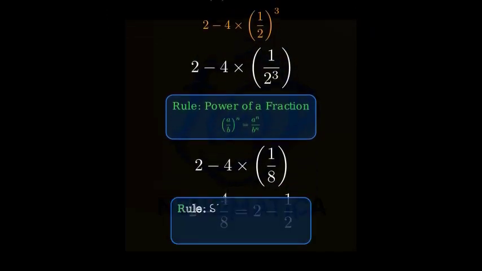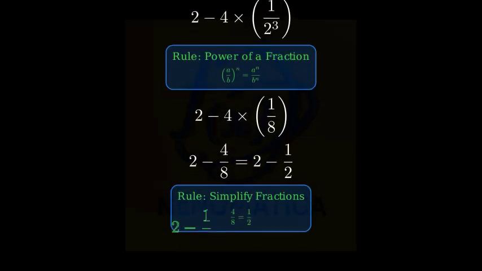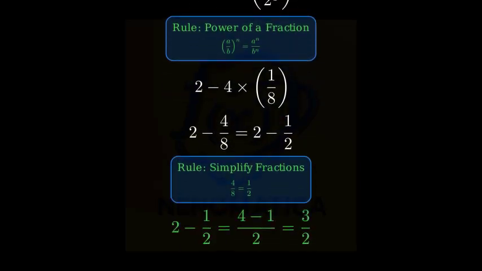Next, we multiply 4 by 1/8, which gives us 4/8, or 1/2. Finally, we subtract 1/2 from 2, which gives us 3/2, or 1.5, as our final answer.